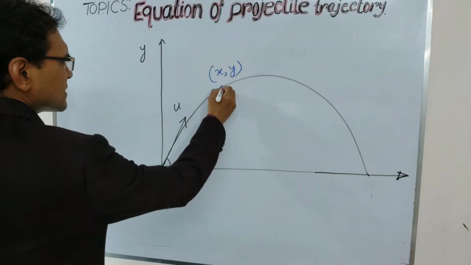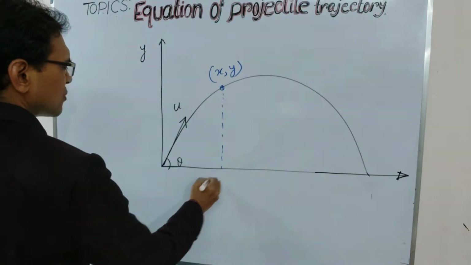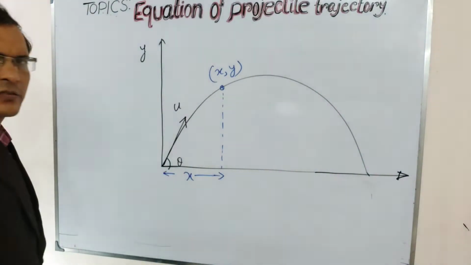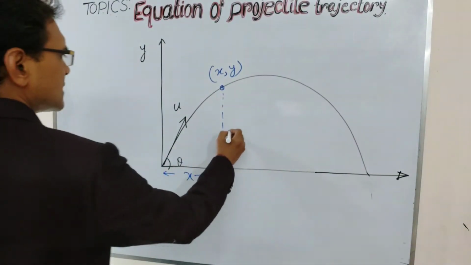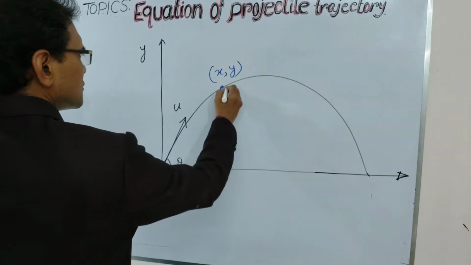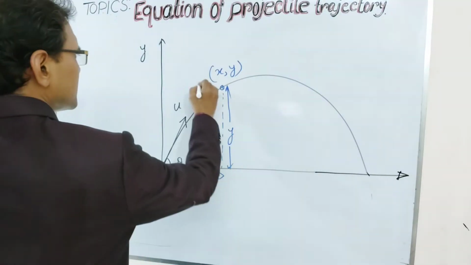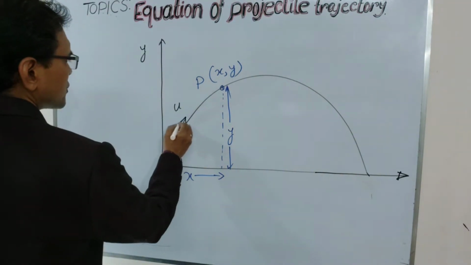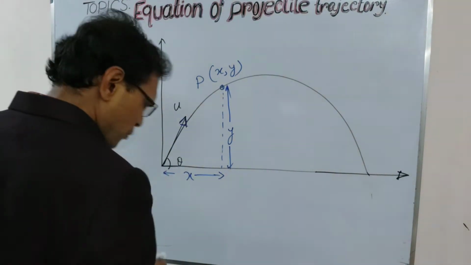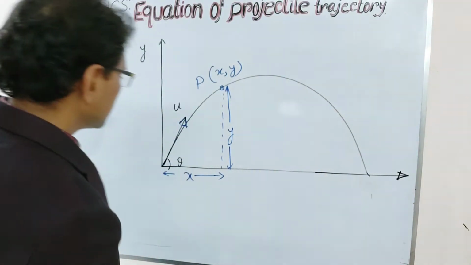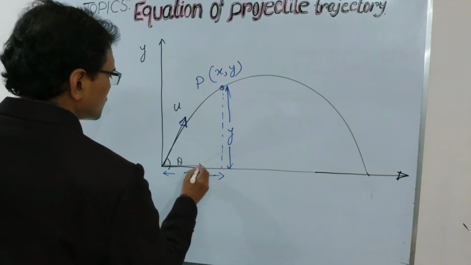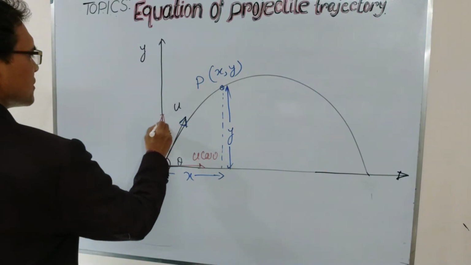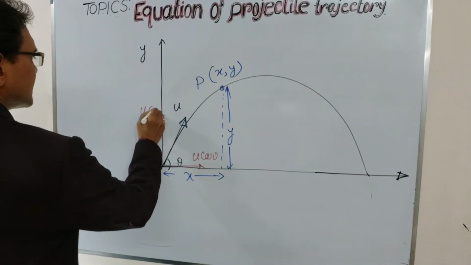So what is x? This is x and this is y. We know the coordinate of a point P is this. Now the particle is projected with velocity u, so the horizontal component is u cos theta, and the vertical component is u sin theta.